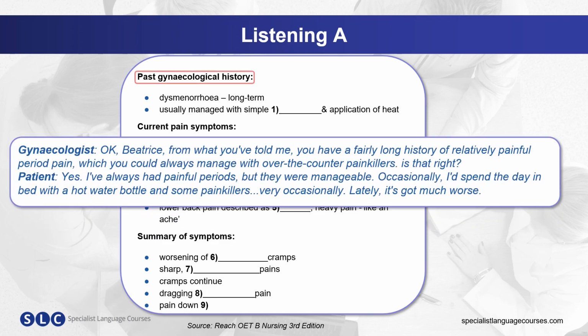We can see from the heading, Past Gynecological History, the link with the audio, which says, a fairly long history of relatively painful period pain, which links into the information we have here with paraphrased dysmenorrhea long term. Another example of paraphrasing is manageable in the audio, which links to managed in the notes and also signals that the answer is coming. We can see the link between hot water bottle and heat, even though the word order is different. And from here, we know that the answer is painkillers.